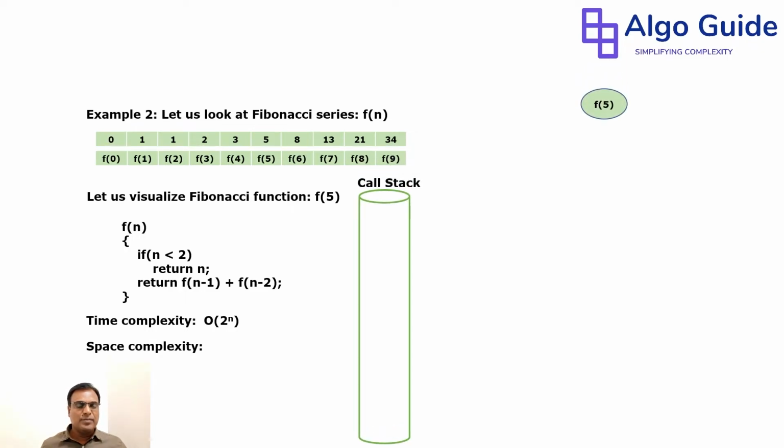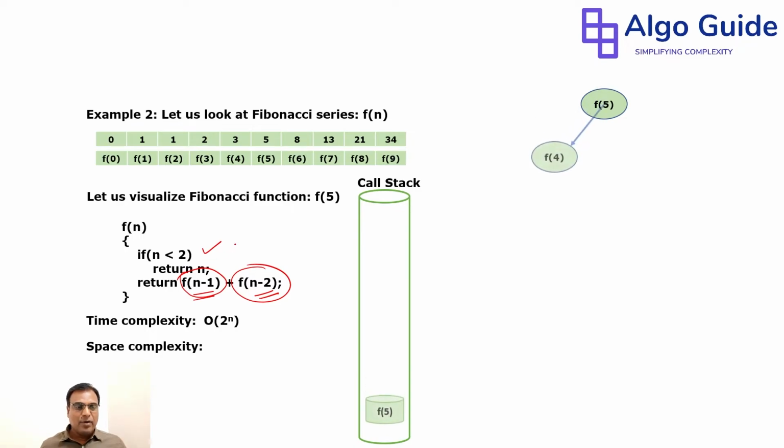Initially, when the function is being called, the call stack is empty. Now f of 5 calls f of 4 and f of 3. First the left subtree is created. It keeps on creating the left subtree recursively till the base condition is met. Once the base condition is met, then the right subtree is created, and the values of the left subtree and right subtree are added and returned to the parent.